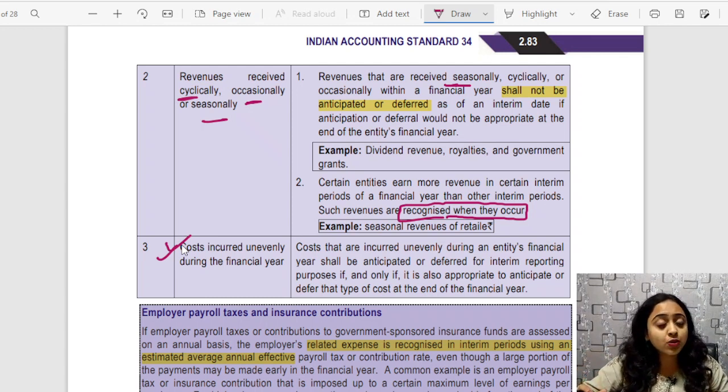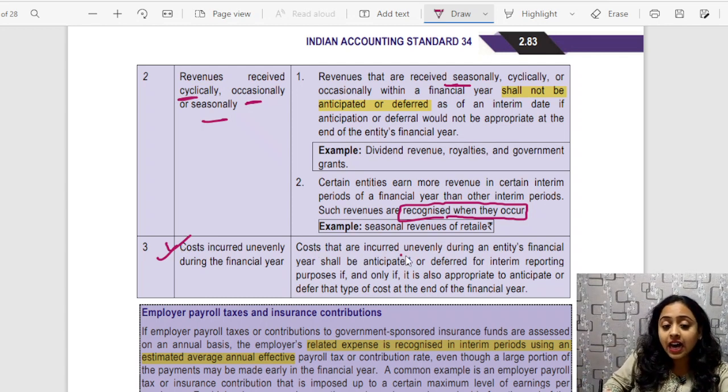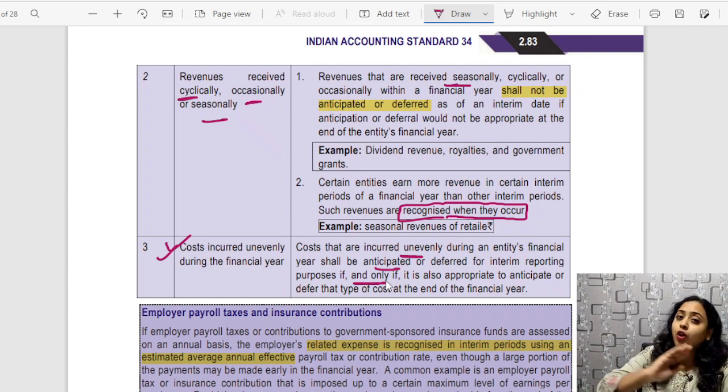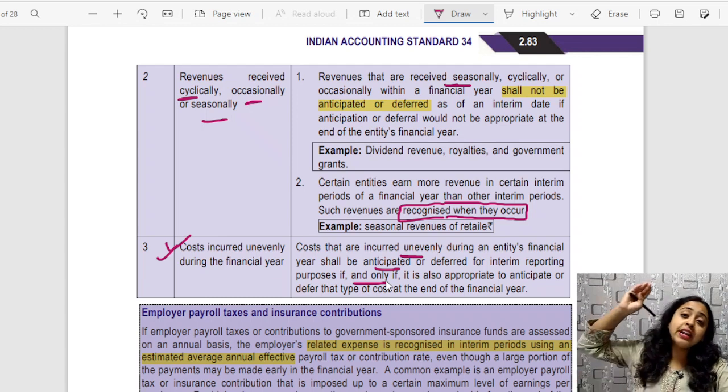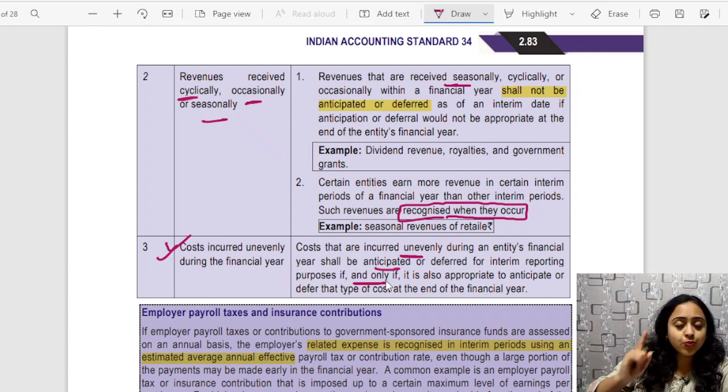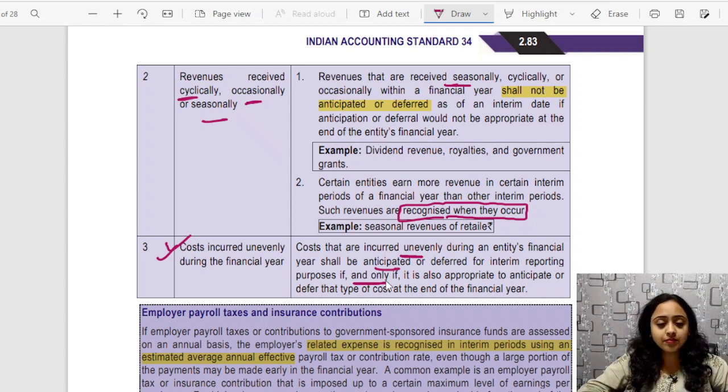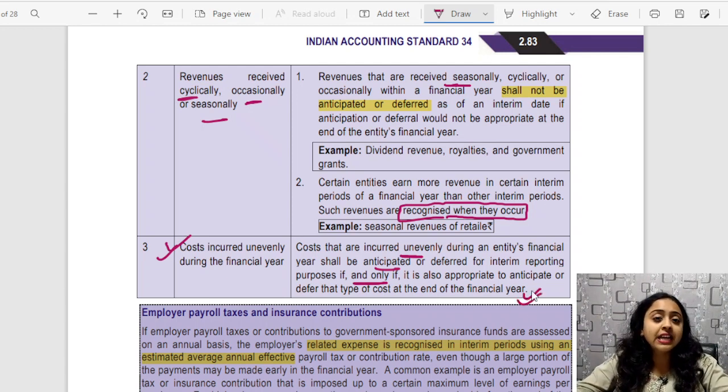In that case also, please keep in mind and read carefully: costs that are incurred unevenly during the entity's financial year shall not be anticipated or deferred for interim purposes. It should be deferred or anticipated only if there is one condition, that it is appropriate to do so. It is also appropriate to anticipate or defer that type of cost at the end of the financial year. If at the end of the year you can defer it, then only should you defer it for the interim periods as well.